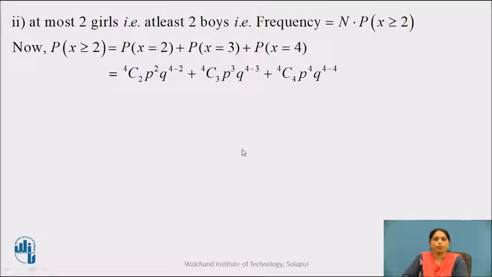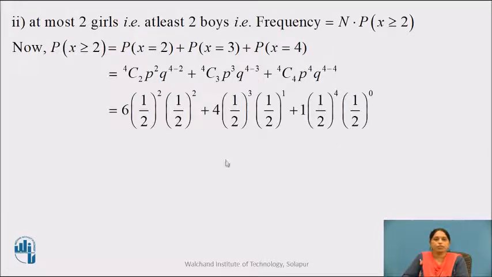So the probability is 4C2 p raised to 2 q raised to 4 minus 2 plus 4C3 p raised to 3 q raised to 4 minus 3 plus 4C4 p raised to 4 q raised to 4 minus 4. Substituting the values of p and q gives us the statement as 6 into 1 by 2 raised to 2 into 1 by 2 raised to 2 plus 4 into 1 by 2 raised to 3 into 1 by 2 raised to 1 plus 1 into 1 by 2 raised to 4 into 1 by 2 raised to 0, which gives us 1 upon 2 raised to 4 into bracket 6 plus 4 plus 1. So we get the value as 11 upon 16.